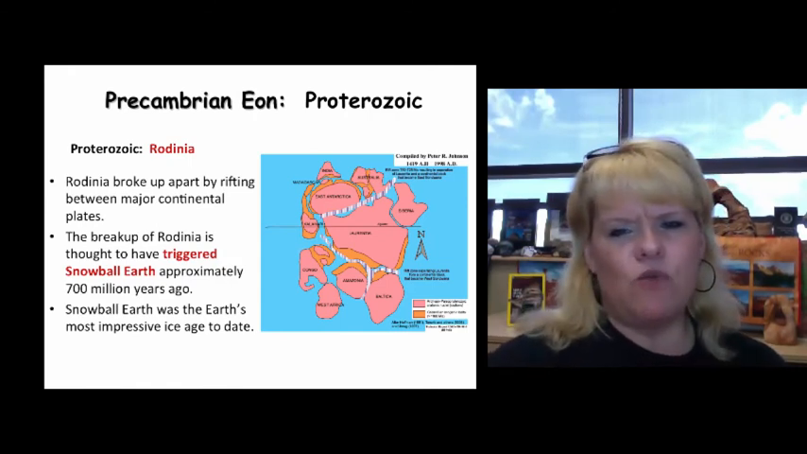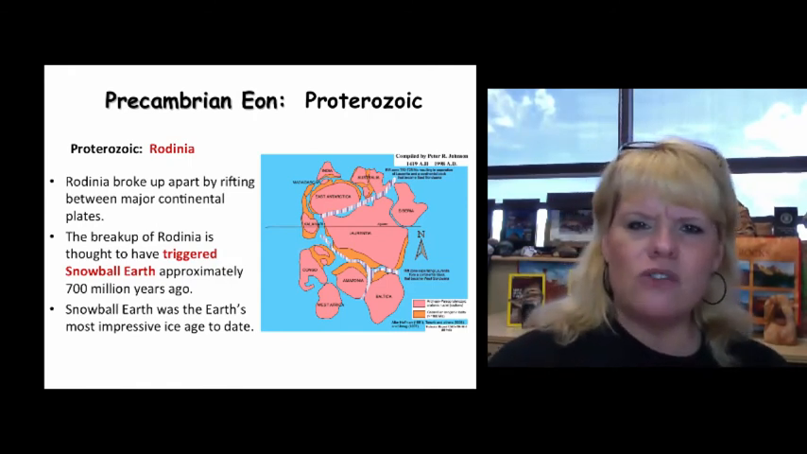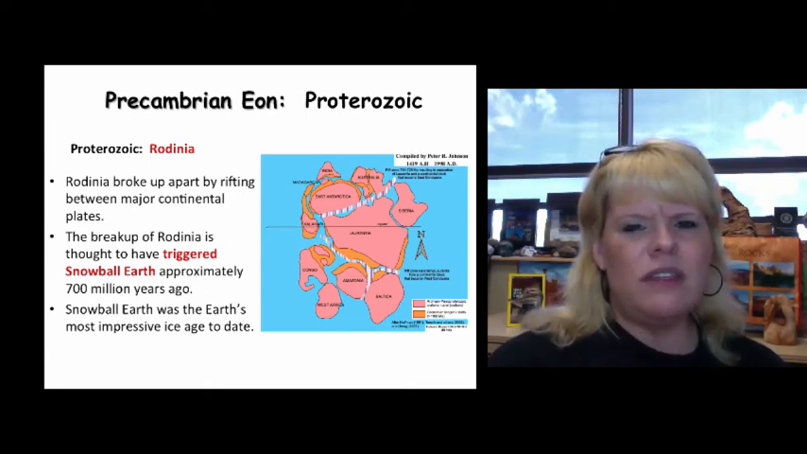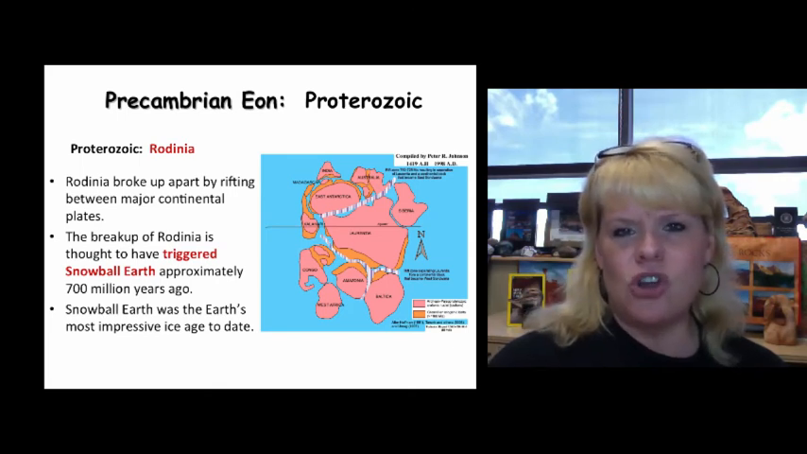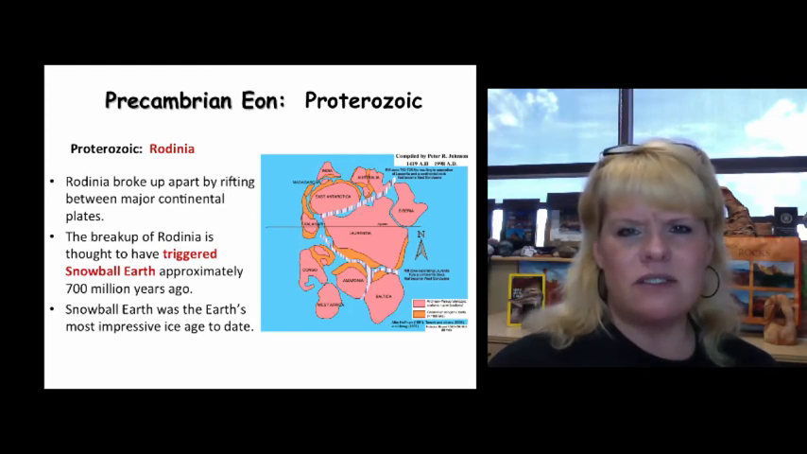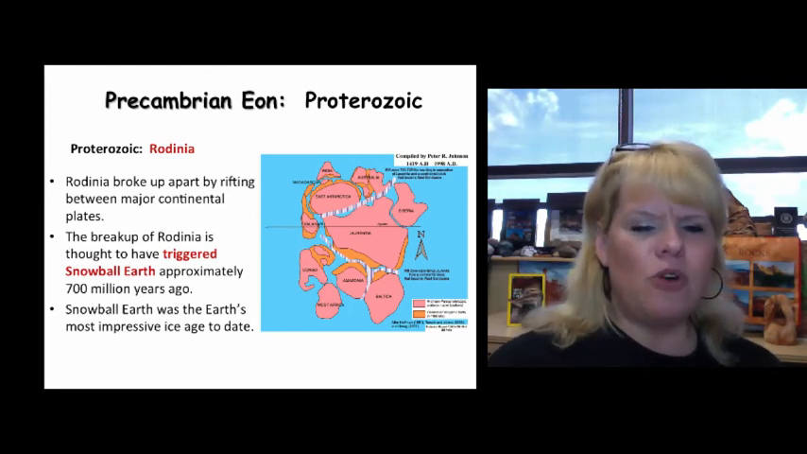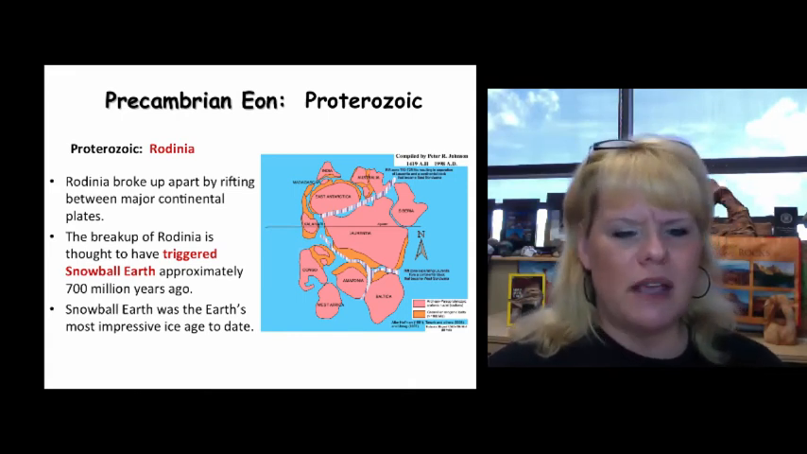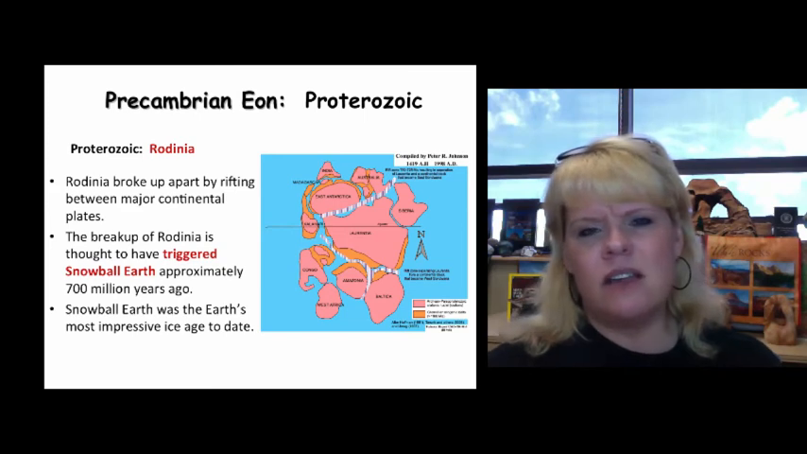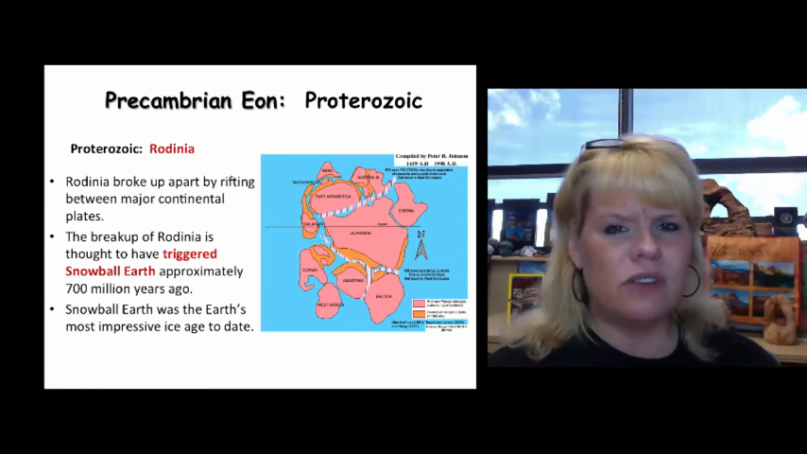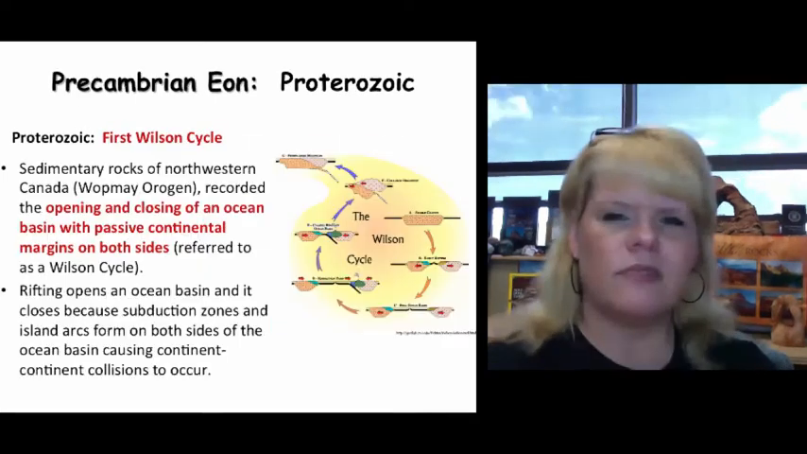Rodinia broke apart by rifting, and this would be the first major indication that continents pull apart. We think that this rifting occurred and actually triggered the snowball Earth, which would have been the Earth's biggest glacial moment in the history of its entire existence, somewhere around 700 million years ago. So snowball Earth is going to basically create the most impressive ice age that we've had to date, including oceans and continents for the most part.